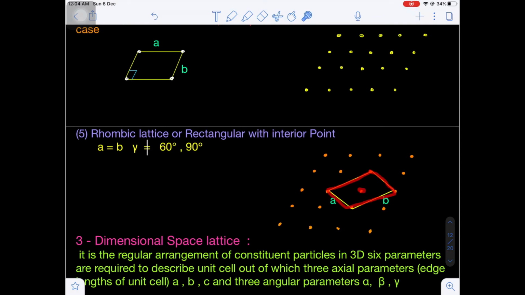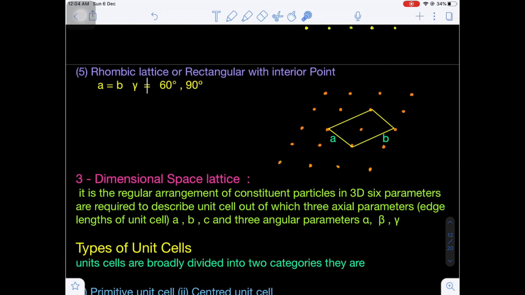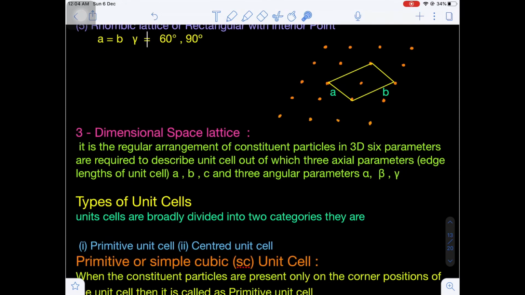Okay, this is the interior point. Here A equal to B, but the gamma value is not equal to 60 as well as 90 degrees. So the two-dimensional arrangement is also not that much important. But come to the three-dimensional space lattice, this is very important.